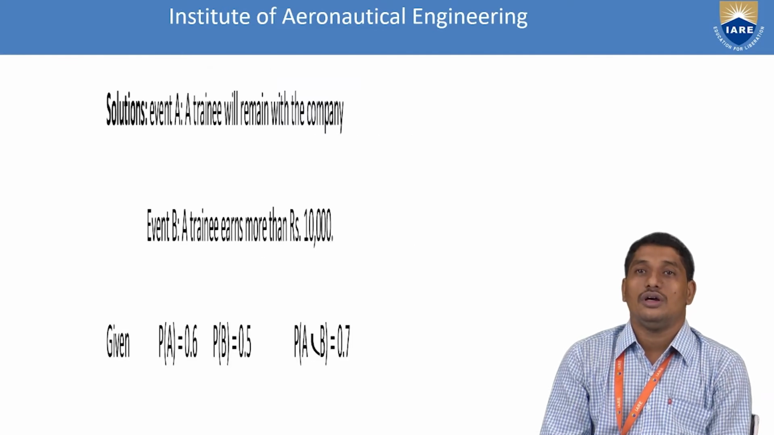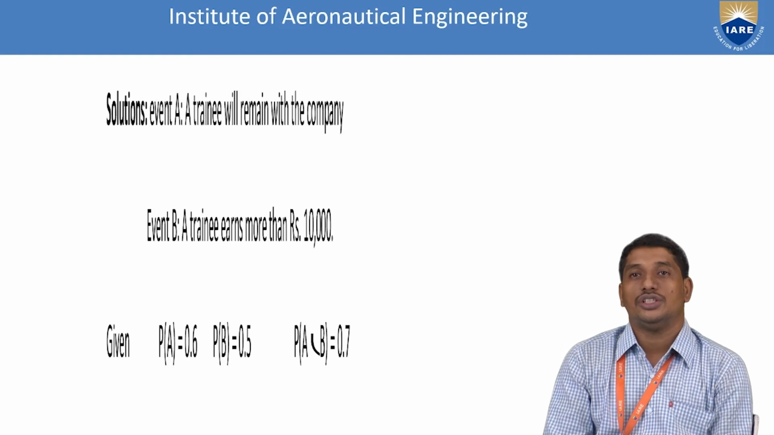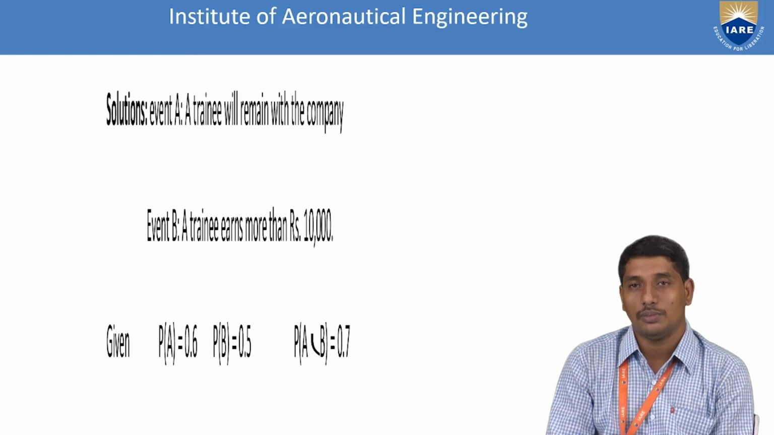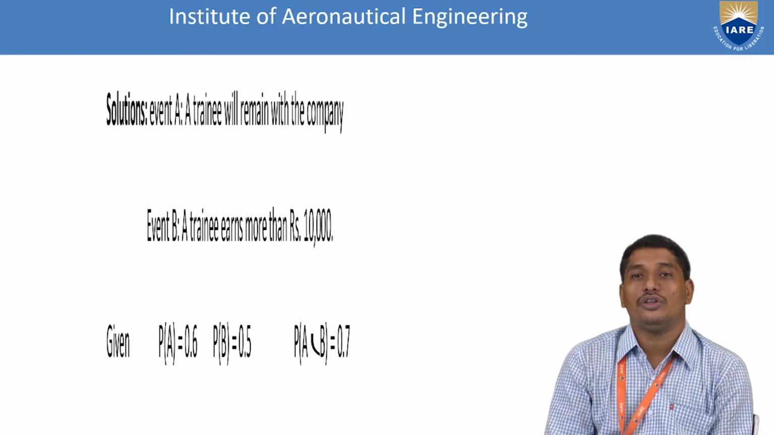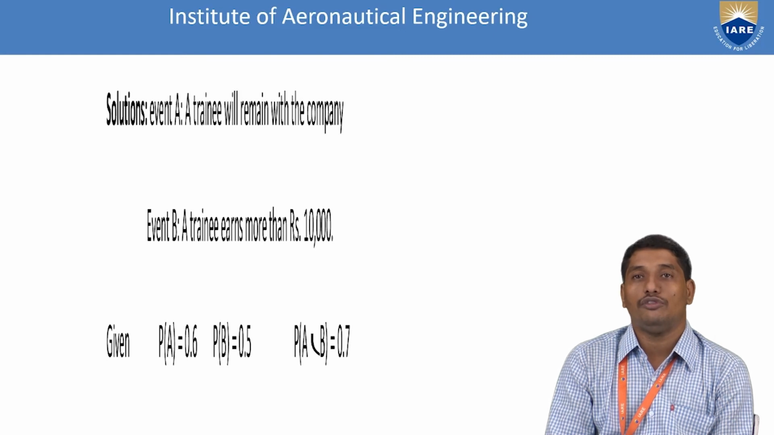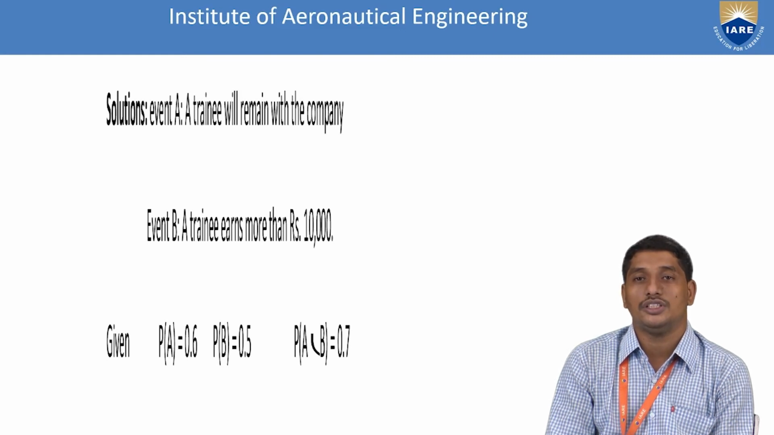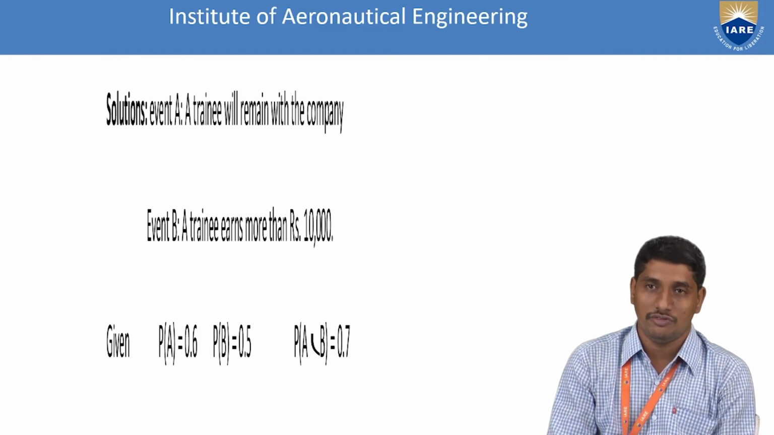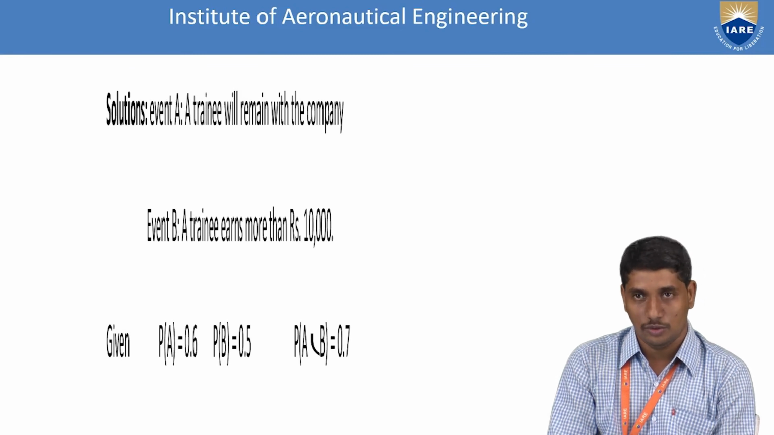Let us denote by event A that a trainee will remain with the company, and event B that a trainee will earn more than 10,000 rupees as income per month. Then, according to the data, the probability that a trainee will remain with the company, P of A, is 60%, and the probability that a trainee will earn more than 10,000 rupees, P of B, is 50%. And the probability that either a trainee will remain with the company or earn more than 10,000 rupees, that is A union B, is 70%.